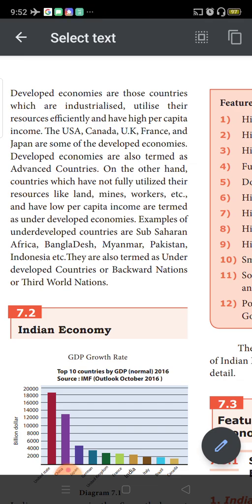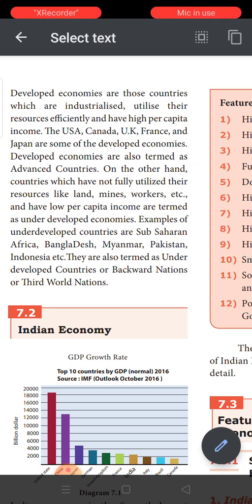Apart from that, they reap a high per capita income. The countries which are industrially developed, which utilize their resources to the efficient extent, and which have a high per capita income, such countries are called developed countries.